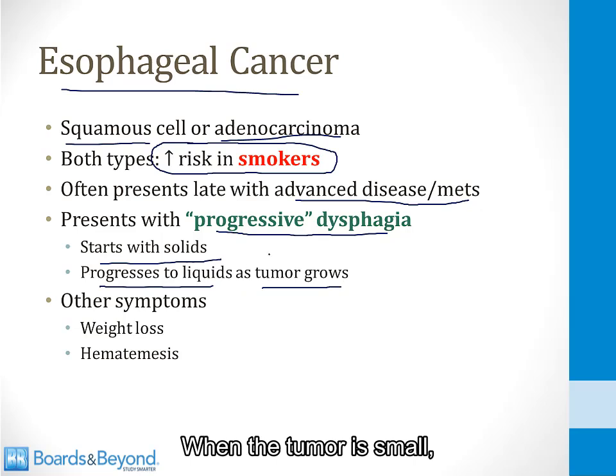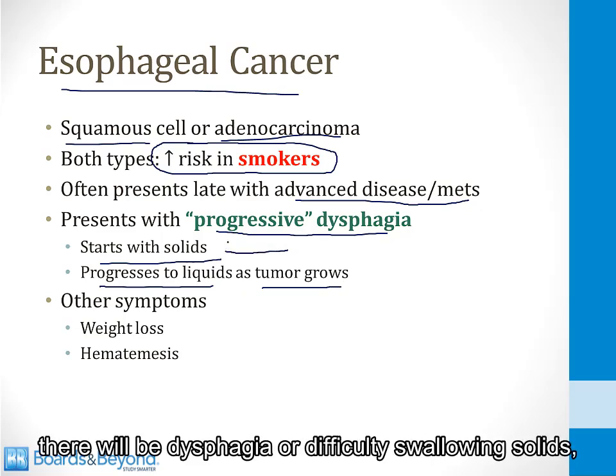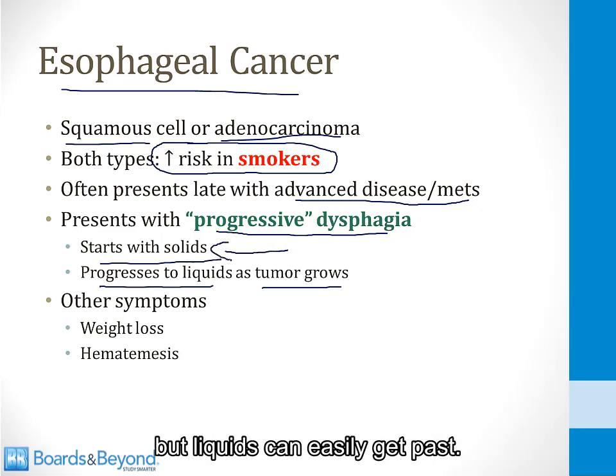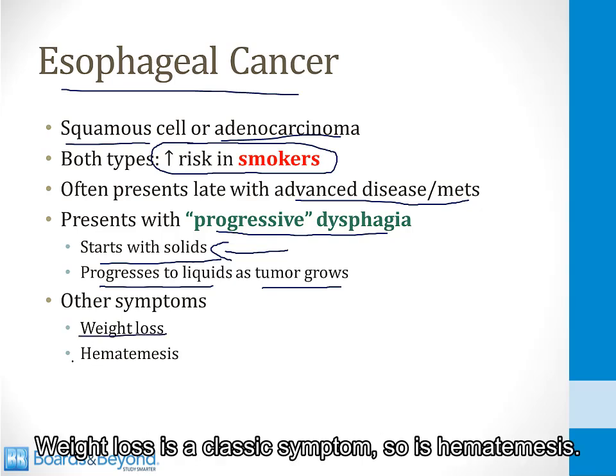When the tumor is small, there will be dysphagia or difficulty swallowing solids, but liquids can easily get past. As the tumor gets bigger, it begins to obstruct the movement of both solids and liquids. Other symptoms may also occur. Weight loss is a classic symptom, so is hematemesis.